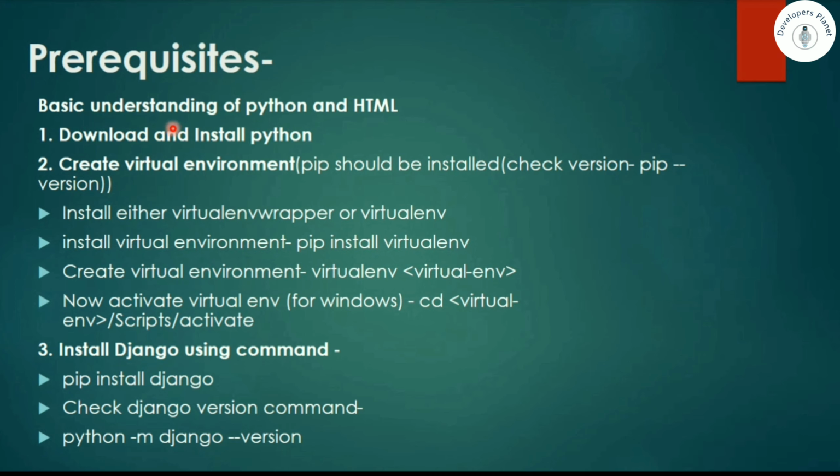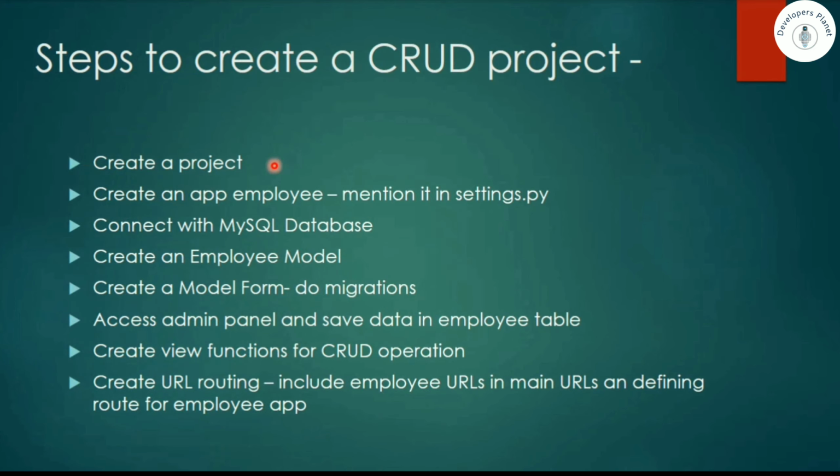So what are the prerequisites before going through this tutorial? You need to know basics about Python and HTML. You should have downloaded Python in your system, and you need to know about the virtual environment also. I will provide all the links of the videos regarding virtual environment, installing Python or installing Django, everything. You can get all the links in my description. After creating virtual environment, you should install Django as well in your system. And these are the commands through which you can see the version of Django.